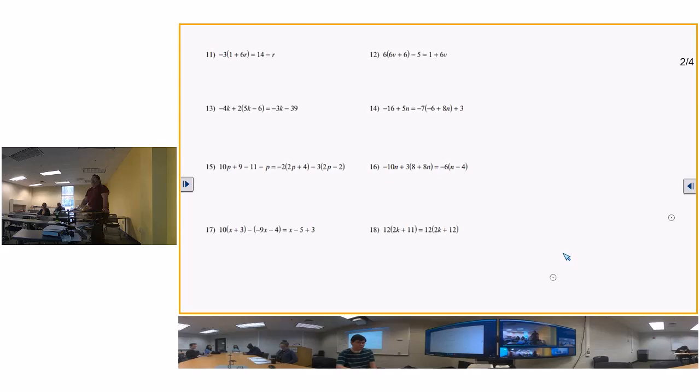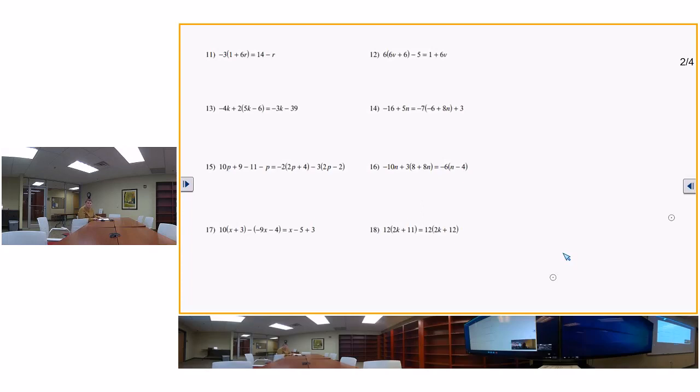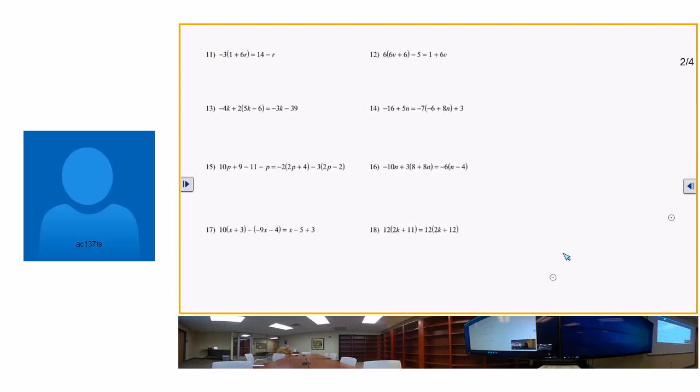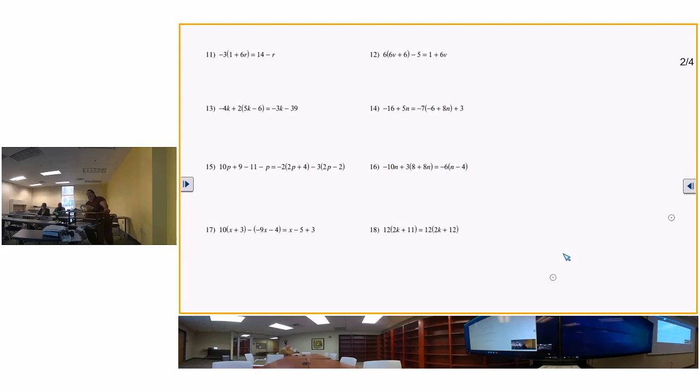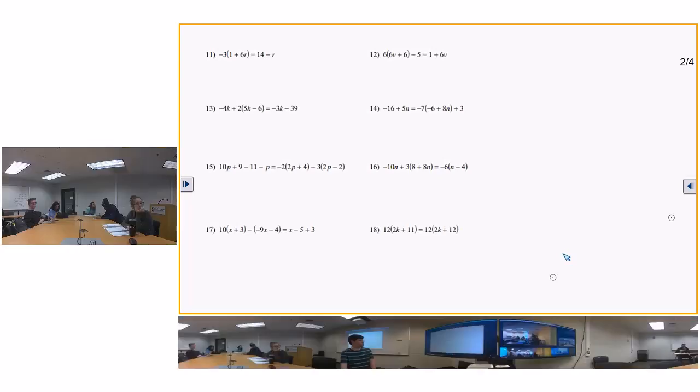I would probably pick number 17. Does anybody know why I would pick number 17? If I want to take a guess at it. Or number 14. Or number 11. Why would I pick one of those three for the second one? No, but that's a good guess. Anyway. Next, why would I pick number 11, number 14, number 16, I just saw that one, or number 17? Why would I pick one of those three for the second type problem? What do they have in common?